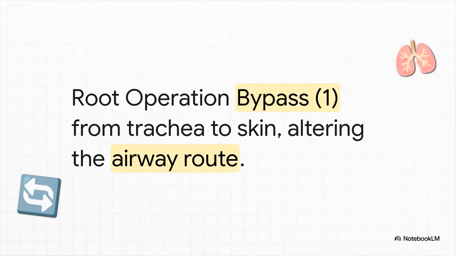And actually, while we're on the topic of major airway surgeries, I want to briefly touch on creating new airway access, like a tracheostomy. When we surgically alter the route of passage of the contents of a tubular body part, so in this case routing air from the trachea directly out to the skin or exterior, we are performing the root operation bypass, and that's character 1.